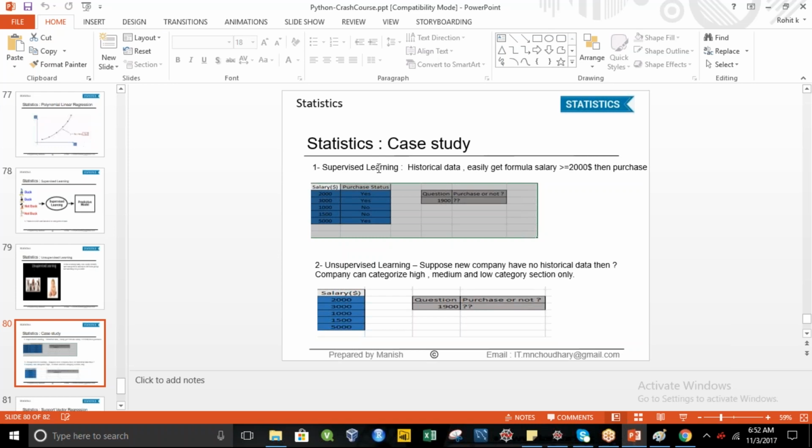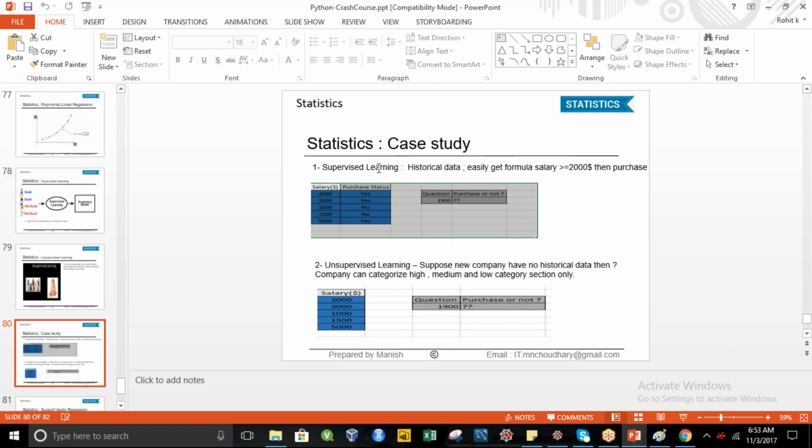Suppose we have a fresh, newly started company, and we have no such record history. That time we will go for unsupervised learning, because we have only the current requirement. We have no idea about who will purchase or who will not purchase, because our company is very new. In that case, our system can only help us to say: these are the high salaried guys, medium salaried guys, and low salaried guys. It can help us only that, but it will not tell which ones will purchase and which will not, because we have no previous record.